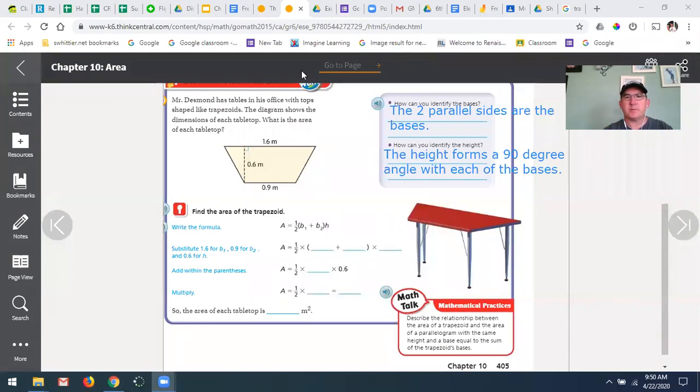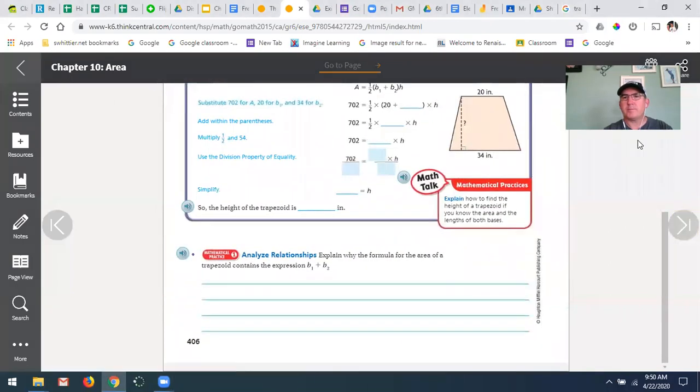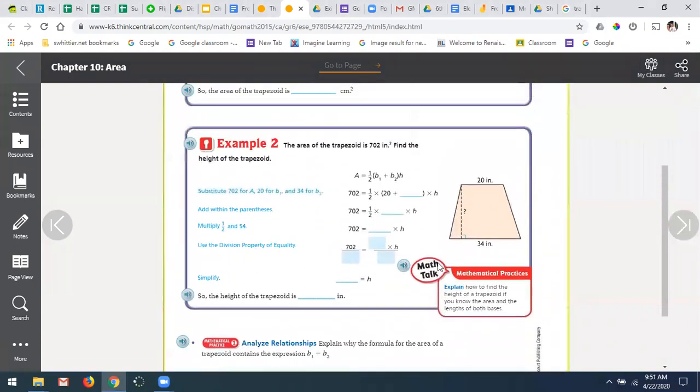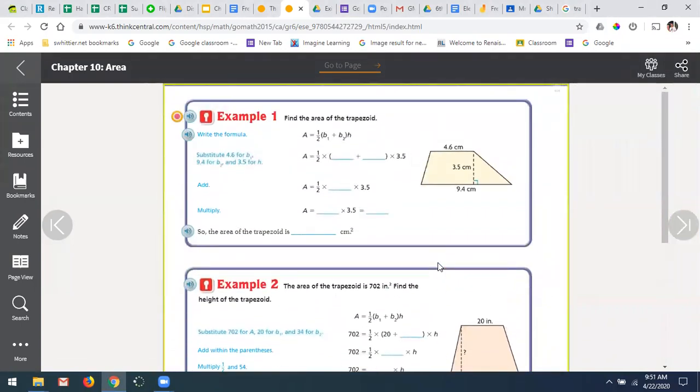Do some more. So example 1, they give us the formula again. A equals 1/2 times the sum of base 1 and base 2 times the height. We need to look at our diagram, our trapezoid, and figure out which ones are the bases. Remember, the bases are the two parallel lines. So we want to look for the flat ones. Usually it's the top and bottom.